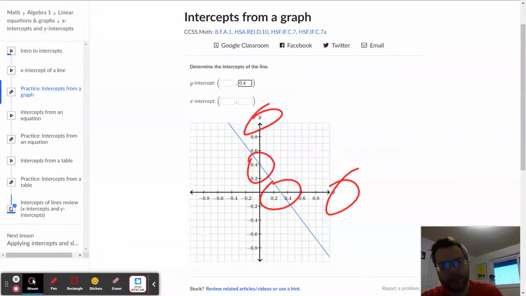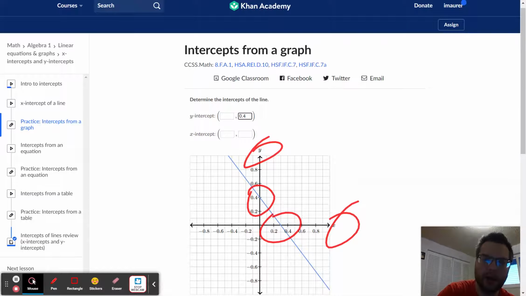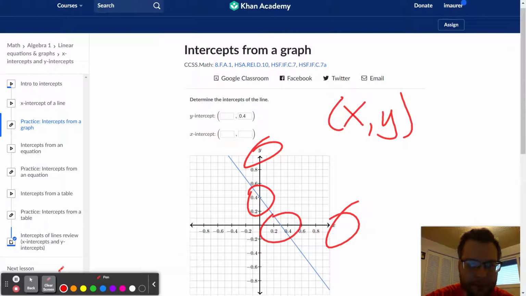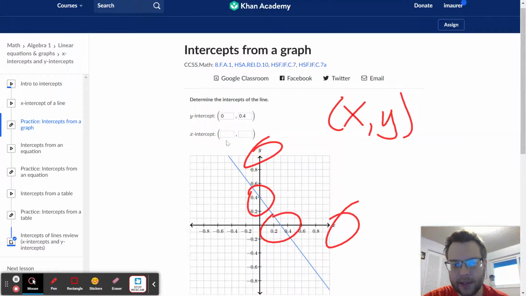That's a y value, so I type it into the second coordinate, because remember that our points are always written x, comma, y. So I put the y-intercept in the second spot. But what number should I put into the first spot? 0. If you think about the y-axis, every point on the y-axis has an x value of 0.